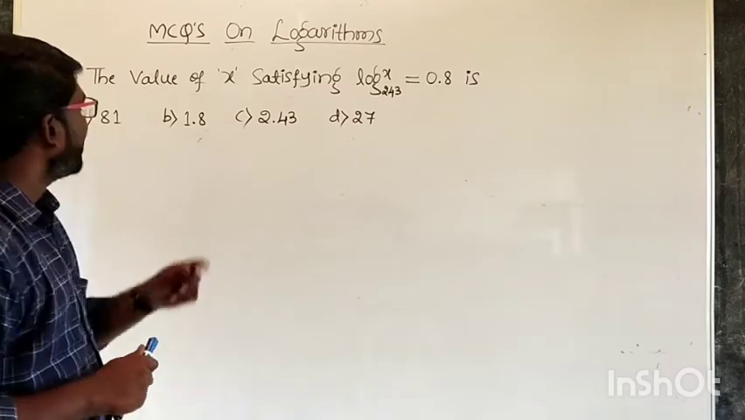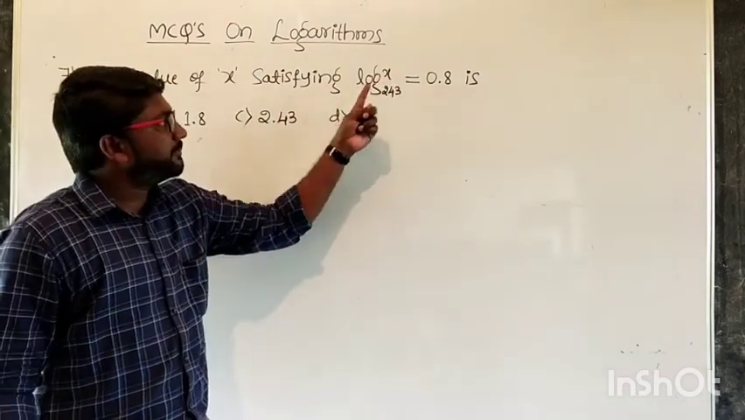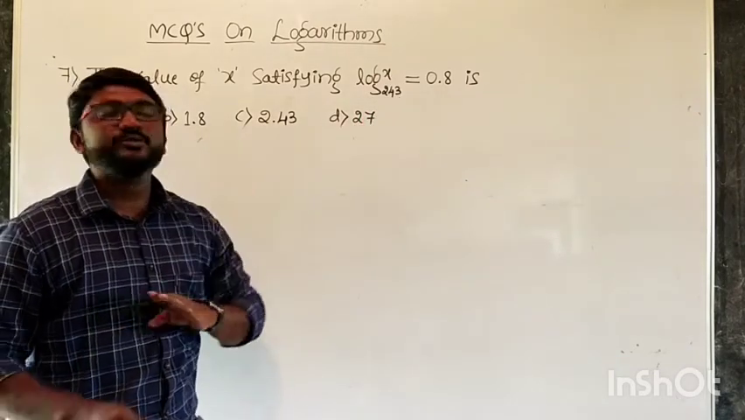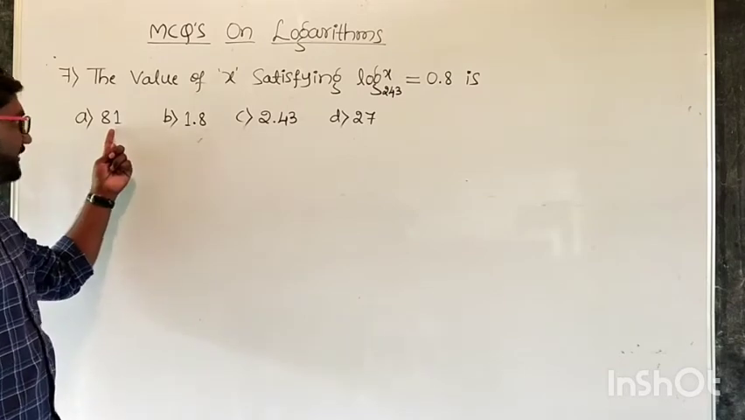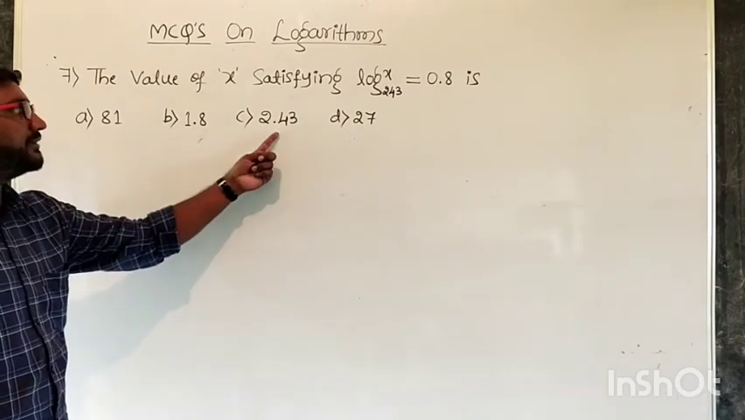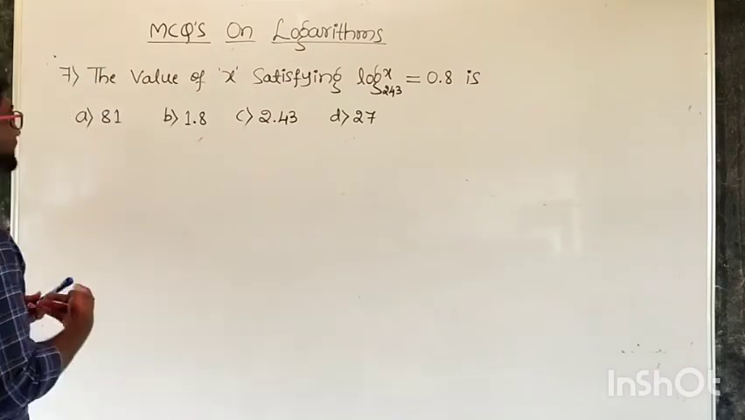The question is: the value of x satisfying log x to the base 243 equal to 0.8 is, and the four options are 81, 1.8, 2.43 and 27. So let us solve this one.